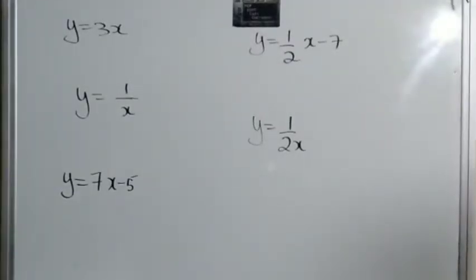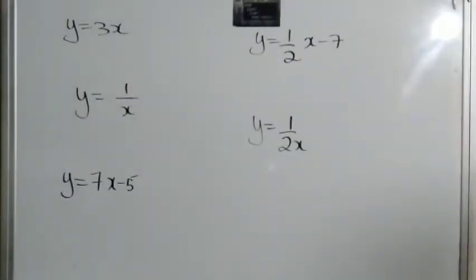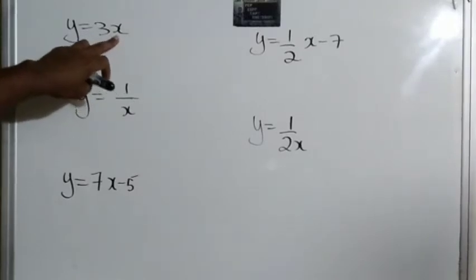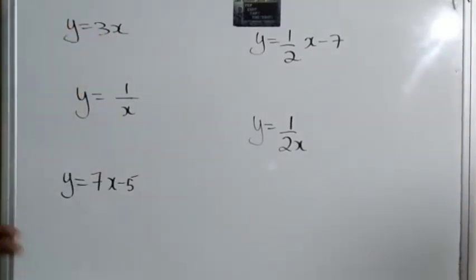Alright, we'll be transposing for x. That means we're going to make x the subject of the formula. Now, the easy thing about transposition is that all we're doing is keeping x by itself, and whatever operation is being done to x, you do the opposite of it, or the inverse.